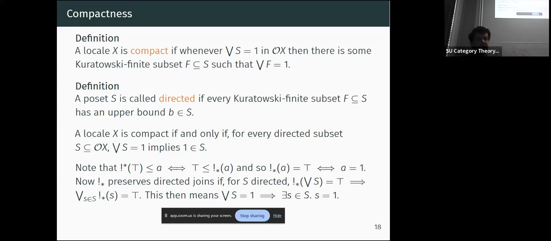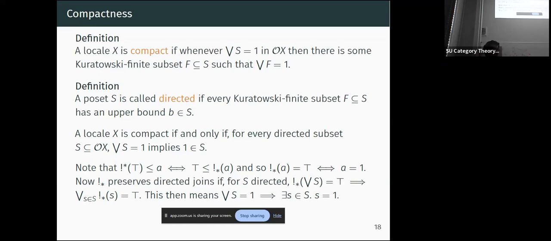So if we have a directed set and we have shriek lower star being top, what we want to prove for it to preserve directed joins is that if shriek lower star of the join is top, then the join of the shriek lower stars is top. Why do we only need to check it at top? There are 2 ways to think about it. One is that maps into omega are determined by what they do to top. And the other way is to say we're actually trying to show that shriek lower star of the join is less than or equal to the join of the shriek lower stars.